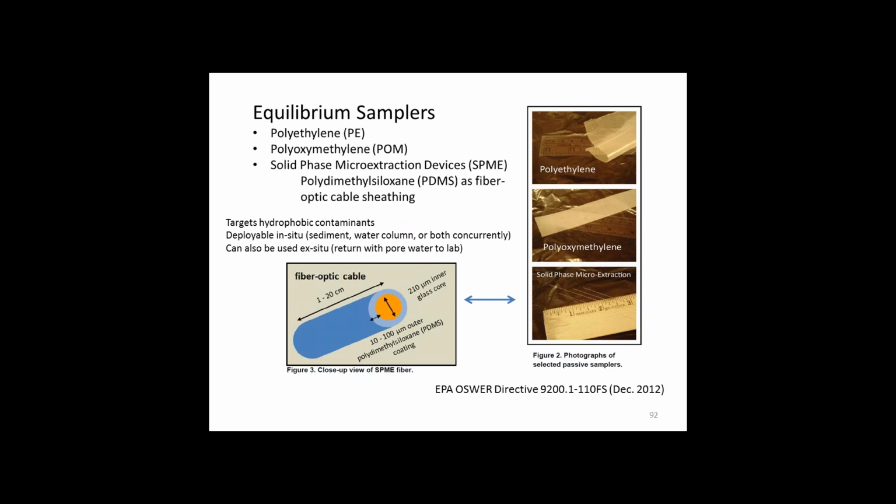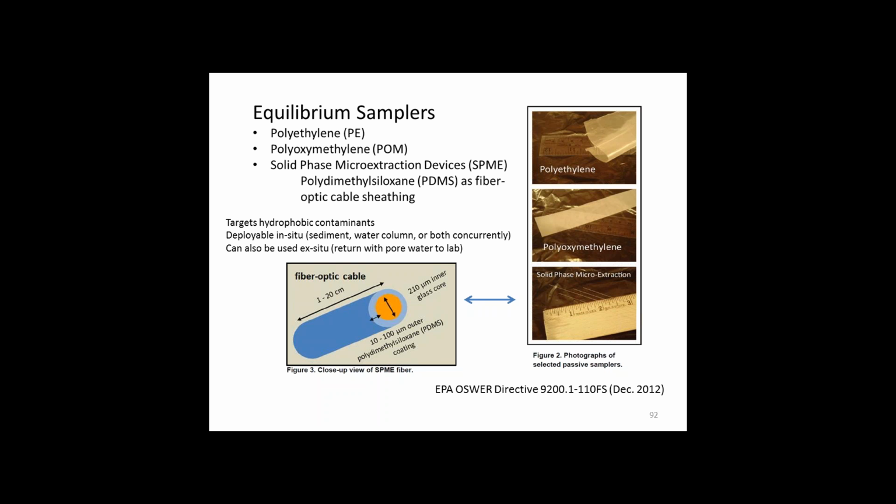Then come the equilibrium samplers. Now these are very good for your semi-volatile organics, PCBs, PAHs, chlorinated pesticides, dioxins, and furans. Essentially, it's three types of plastics: polyethylene, polyoxymethylene, and polydimethylsiloxane. The first two can usually be found not as fabrics, but as sheeting. The polyethylene can even be obtained in the hardware store.